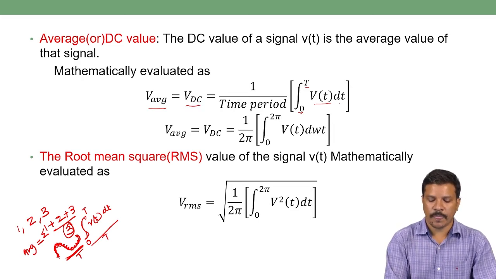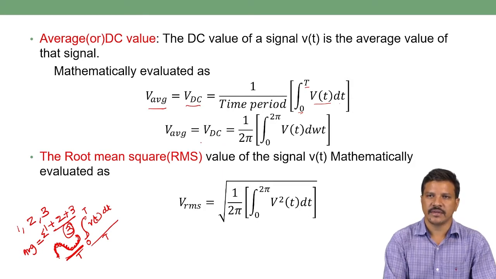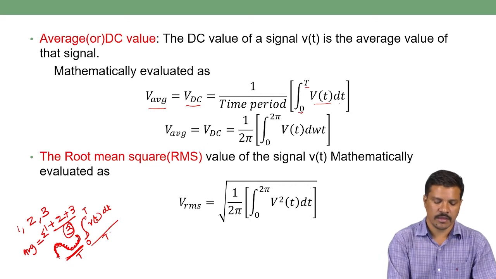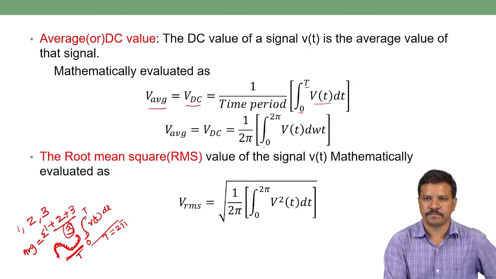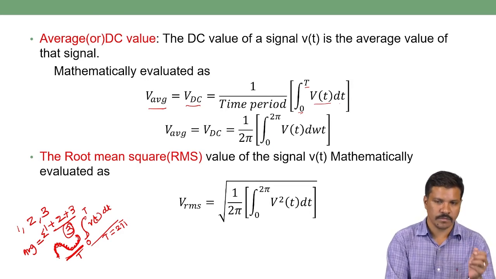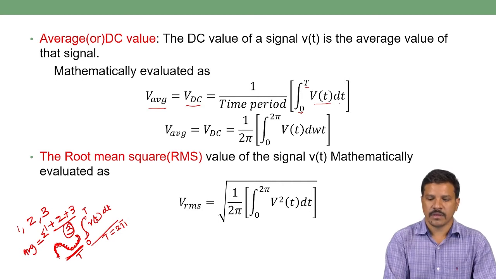Also, we can suppose the time period is in radians, so the time period capital T is equal to 2 pi. Then V average, which is equal to VDC, is equal to 1 by 2 pi times the integral from 0 to 2 pi of V of t d omega t.